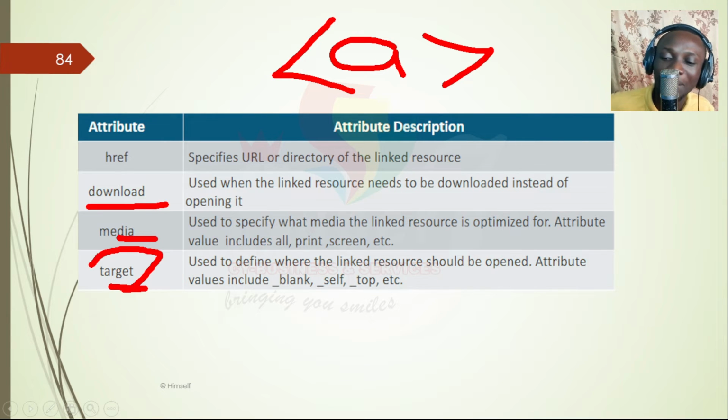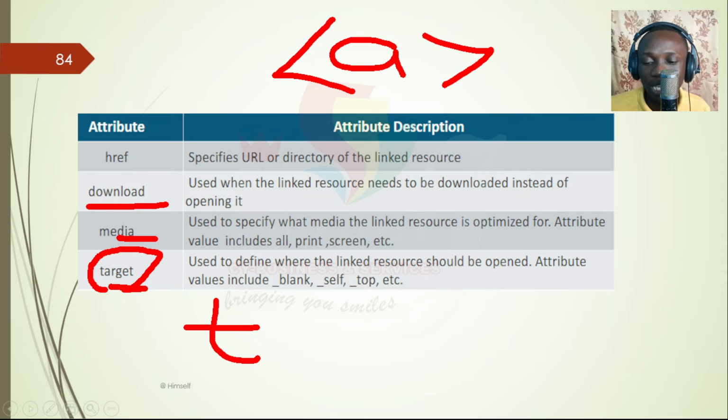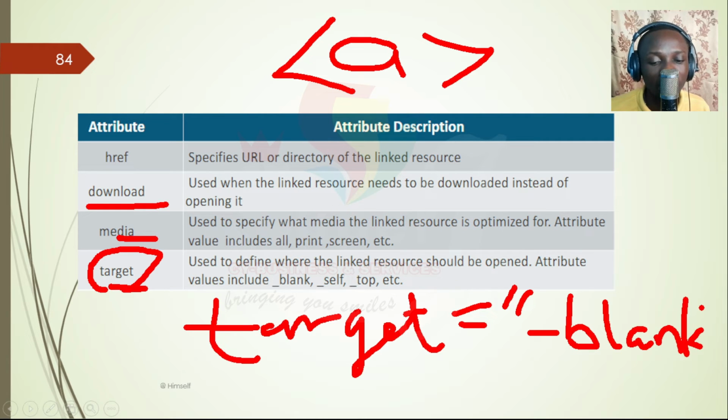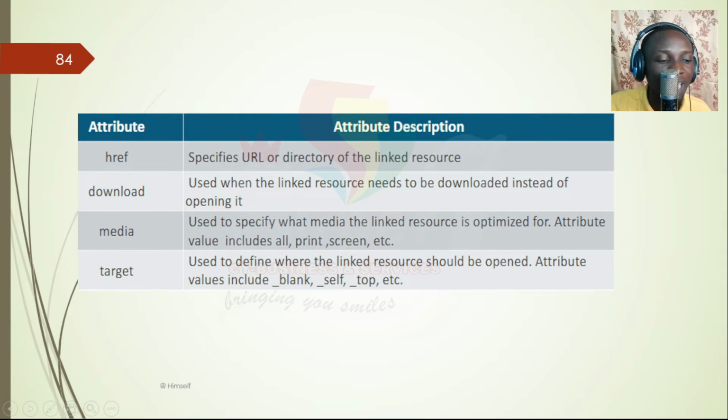Yes, I think I want to talk about the target. For the target, we have blank, self, top, and all those things. Now when I say target, and I tell you that I want the value of the target to be underscore blank, it means that it should open my work in a new tab. It will open your link in a new tab. So if you don't define any target, then it opens inside of the main thing. Okay, I believe that was also so easy.